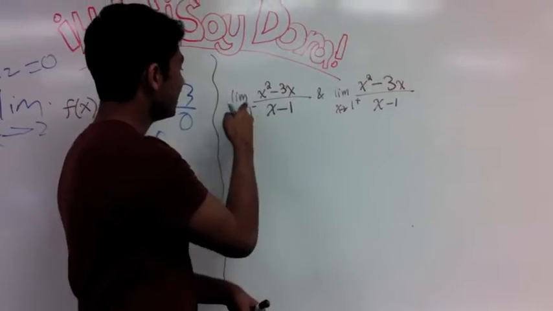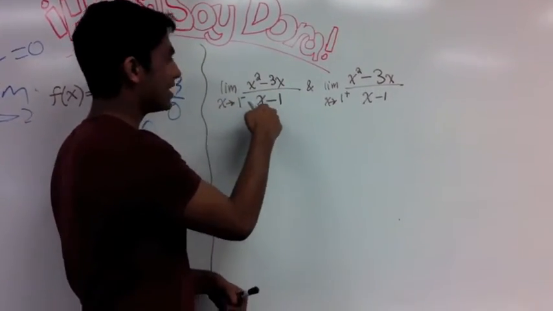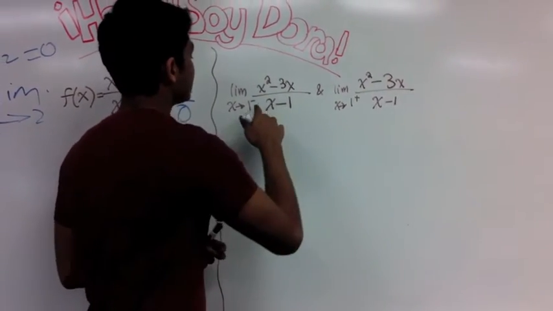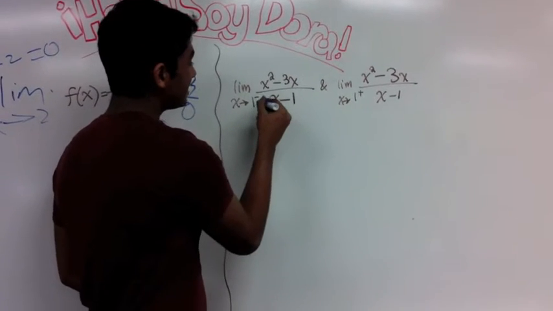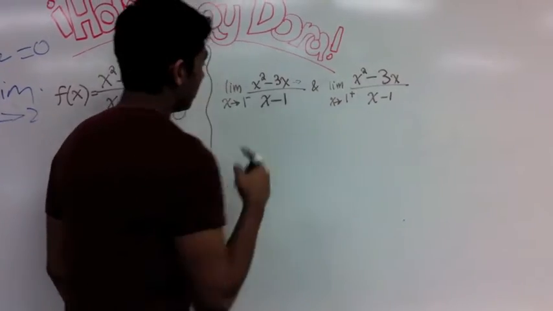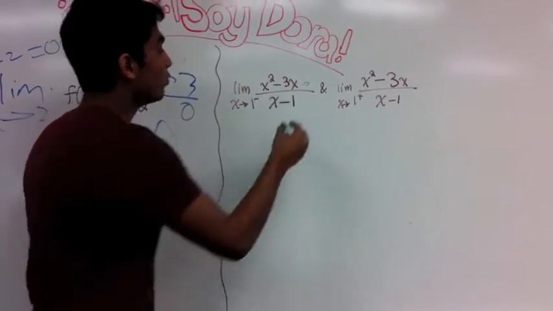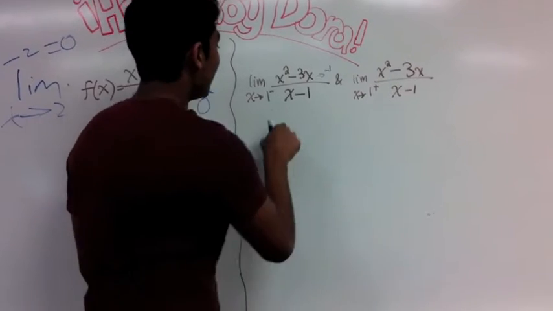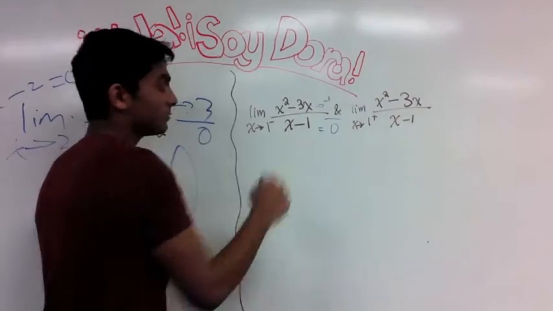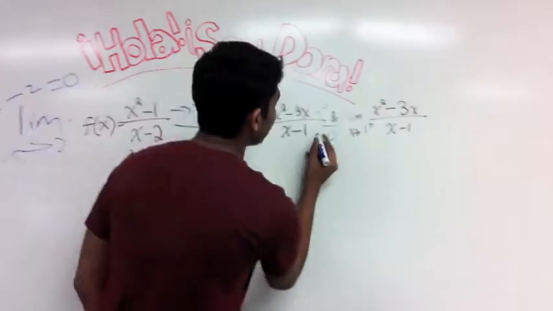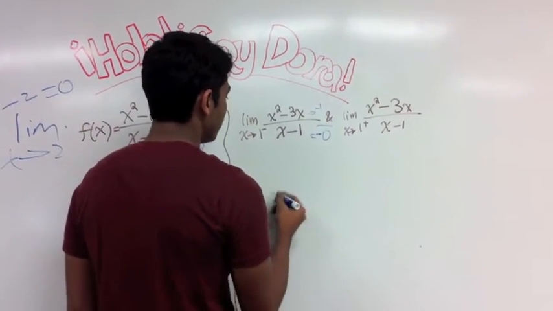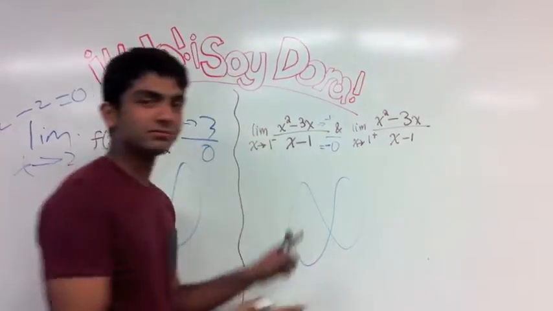Hi guys! Limit as x approaches 1 from the negative side of x squared minus 3x over x minus 1. Alright, let's do this. So, as it approaches 1, x squared minus 3x would approach 1 squared minus 3, negative 2. And as it approaches this, the denominator would approach 0. But, since it's approaching it from the negative side, it will be getting closer and closer to 0 in a negative way. And negative divided by negative is positive. So this would be infinity!